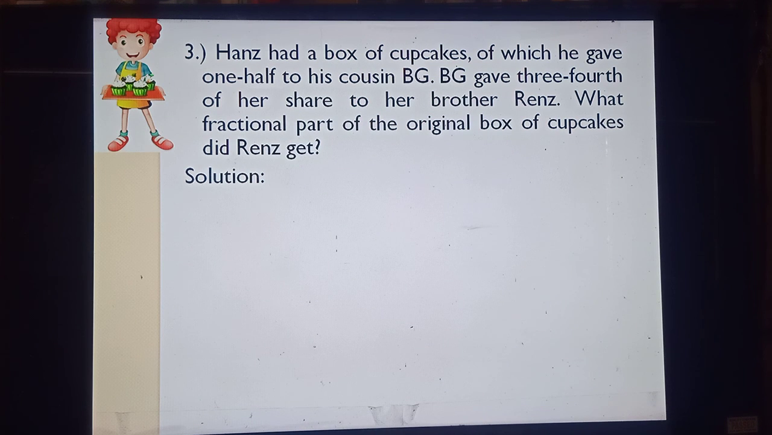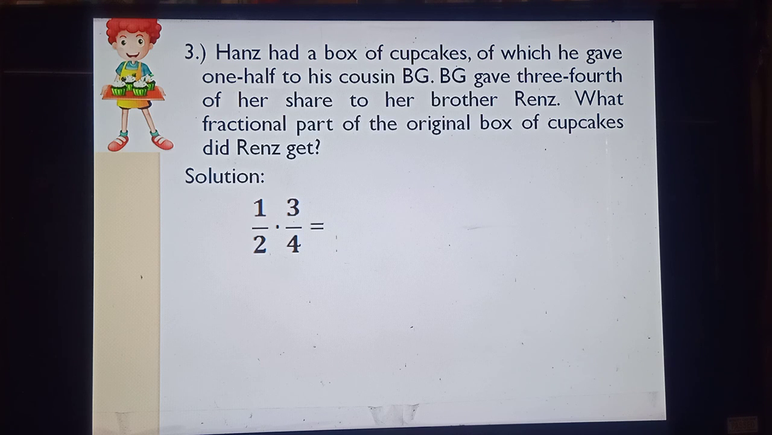Hanz had a box of cupcakes, of which he gave 1/2 to his cousin BG, and BG gave 3/4 of her share to her brother Renz. What fractional part of the original box of cupcakes did Renz get? So what are we going to do with this problem number 3? Okay, so we're going to multiply since it is asked of what fractional part of the original box did Renz get. Okay, so 1/2 times 3/4.